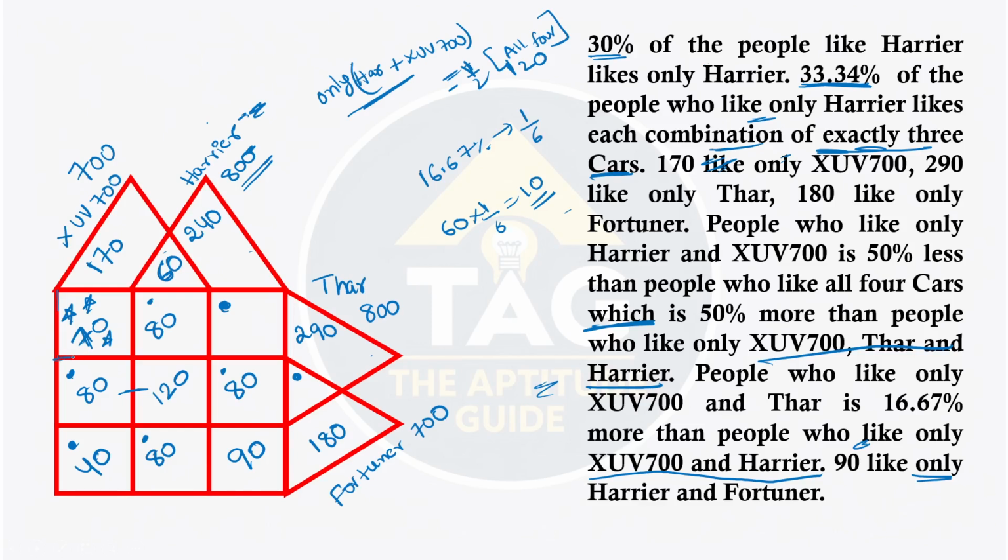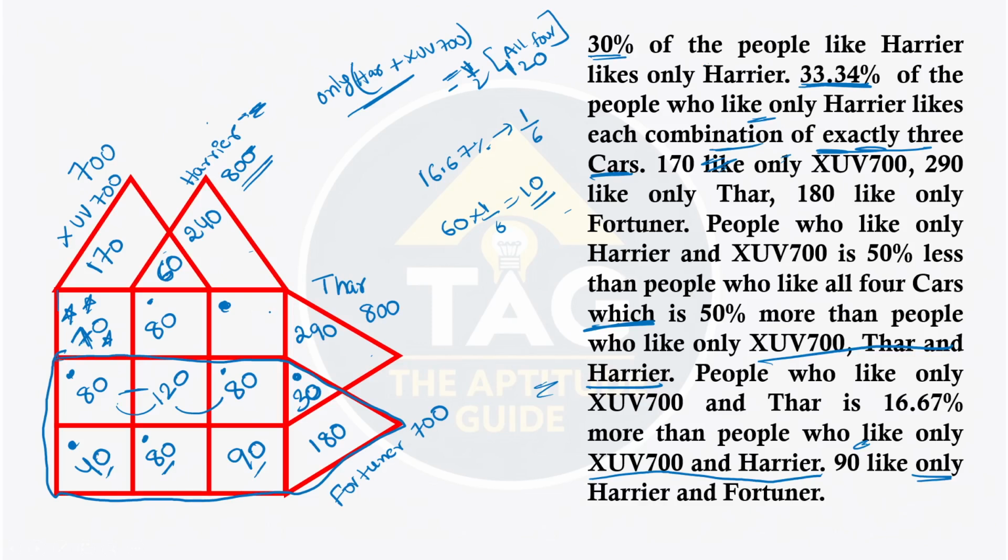If you look at Fortuner, now the sum of these 8 values should give us 700. So let us try adding these values now. 80 plus 120, 200. 200 plus 80 is 280. 280 plus 40, 320. 320 plus 80, 400. 400 plus 90, 490. 490 plus 180 is 670. So this value has to be 30.